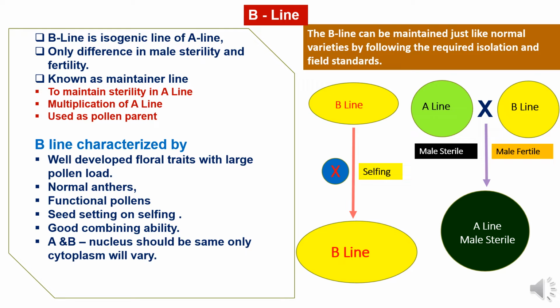And the B line should have normal anthers, functional pollen grains, and good seed setting on selfing, and it should have good combining ability with A line. In A and B lines, the nucleus should be the same, and only the cytoplasm will vary with regard to sterility and fertility.